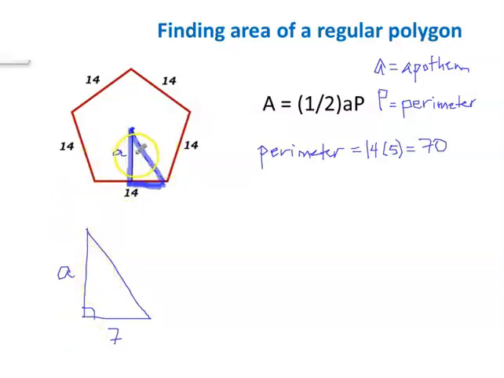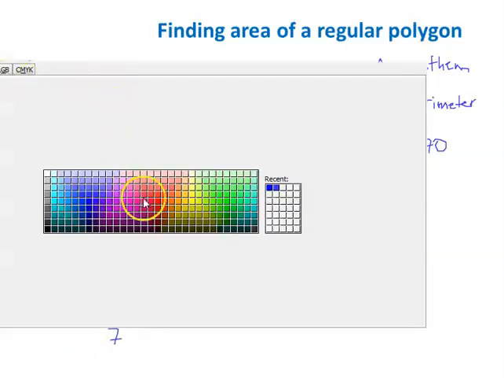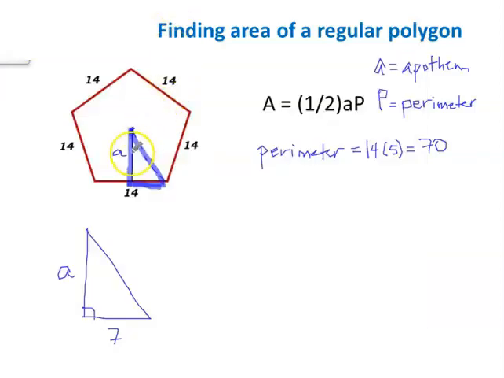What we can do now is find the angle measurement of our right triangle. So this angle right here, this is review, is 180 divided by the number of sides, and that's always going to give you that angle measurement. We said this is a 5-sided polygon, so I'm going to take 180 and divide it by 5, and I get 36. So the angle measurement is 36 degrees.